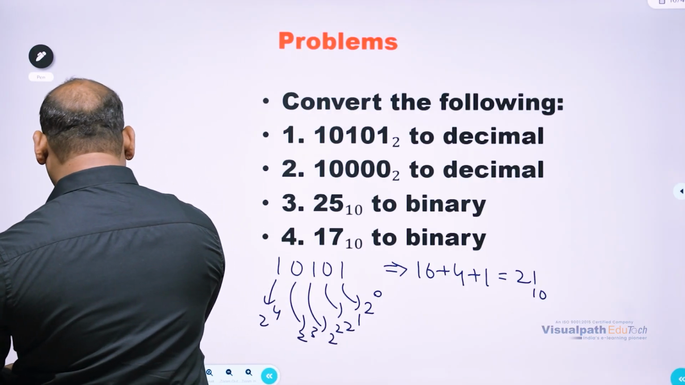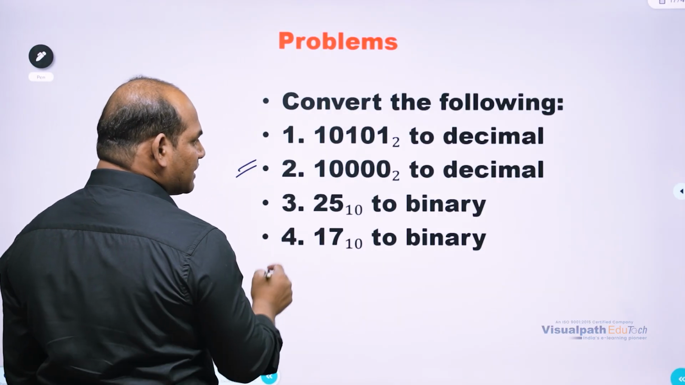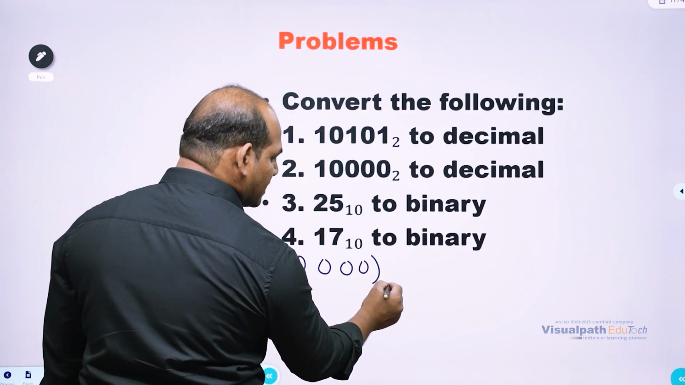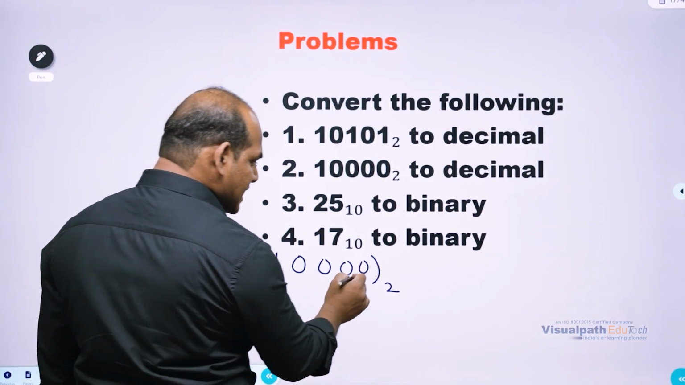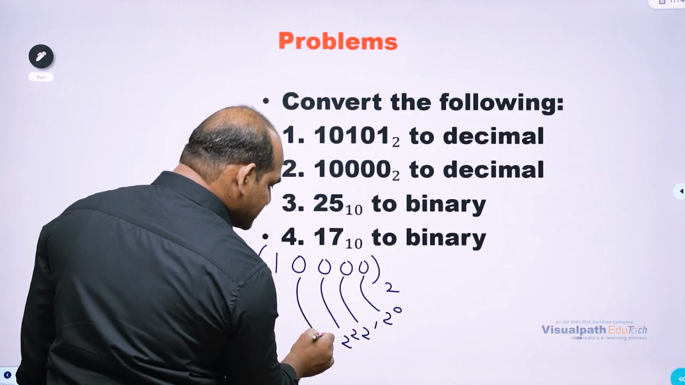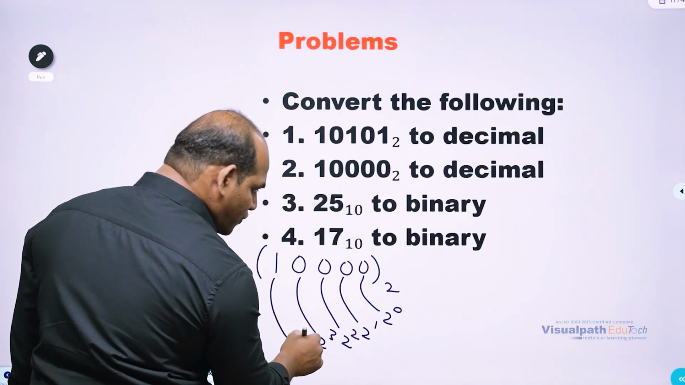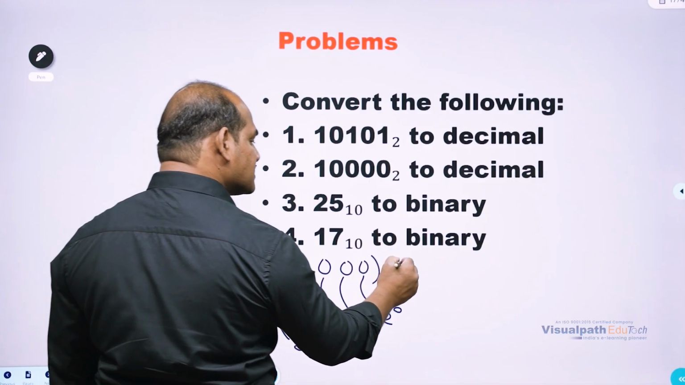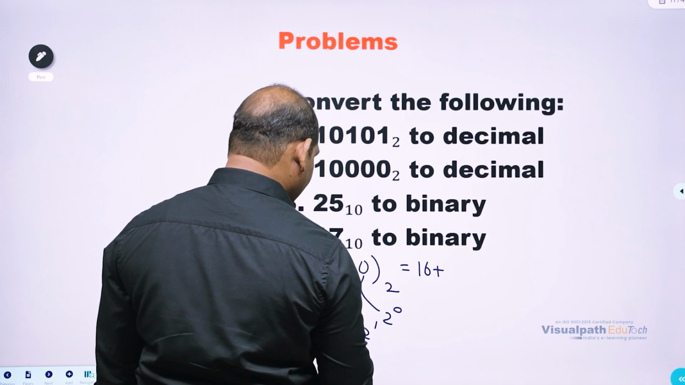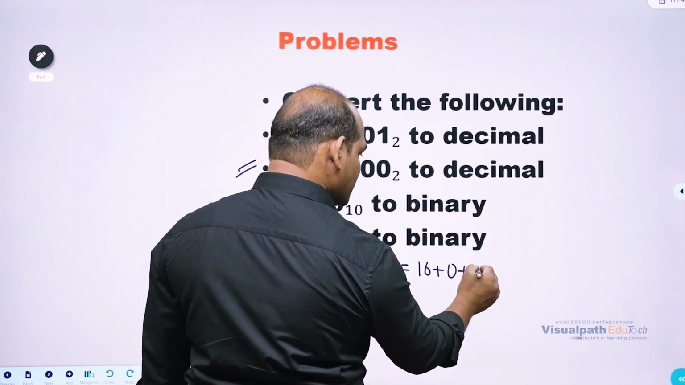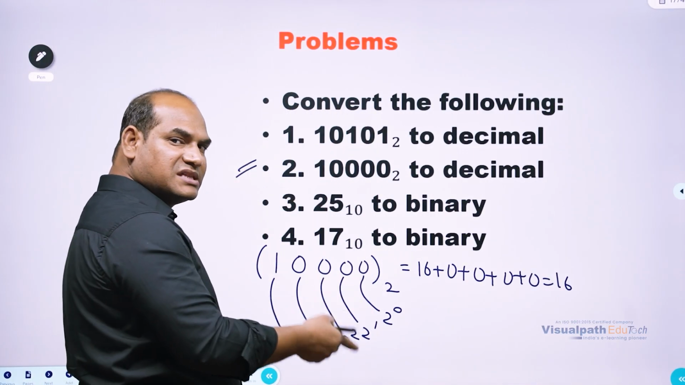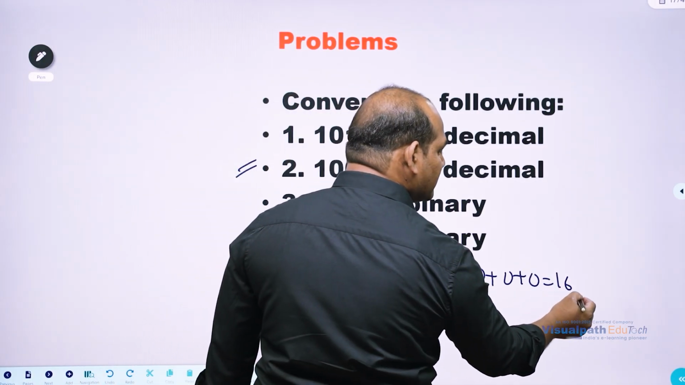Now the second one we will do. What is the second one? 10000 they have given, which is in the binary number system. So we have to know about the weights. Its weight is 2 power 0, then 2 power 1, 2 power 2, 2 power 3, and 2 power 4. Anyhow, all these are zeros only. 1 is multiplied with 16, you will get 16, plus 0 into 8 is 0, 0 into 4 is 0, 0 into 2 is 0, 0 into 1 is 0. So it is equal to 16. That means 1 followed by 4 zeros in binary is equivalent to 16 in the decimal number system.